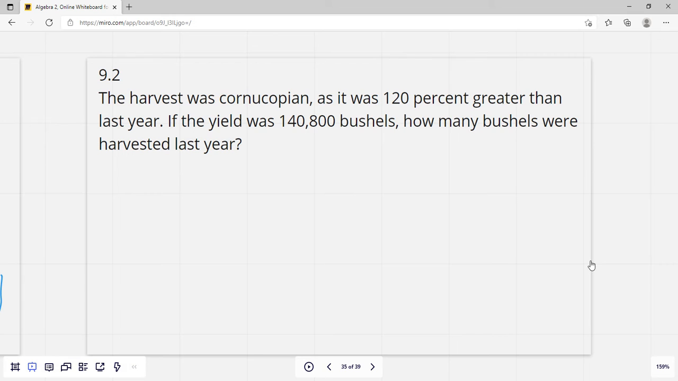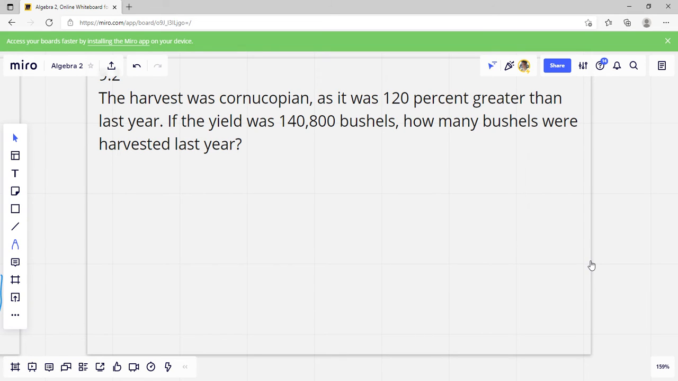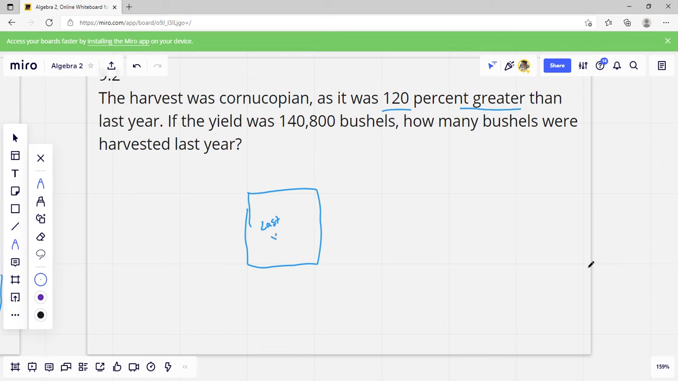All right. The harvest was a cornucopian, as it was 120% greater than the last year. So if we have last year is 100%, right? Plus 120% more, because it's 120% greater. What's our new percent going to be?